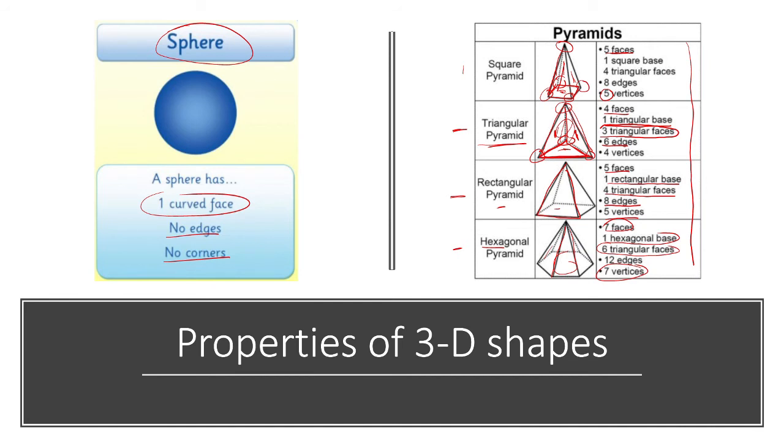So we have the square pyramid, triangular pyramid, rectangular pyramid, and hexagonal pyramid. We have more than that actually. We have something called a prism, right? All right, so these are the properties. With these properties in mind, we are going to learn how to identify our shapes or name our shapes.